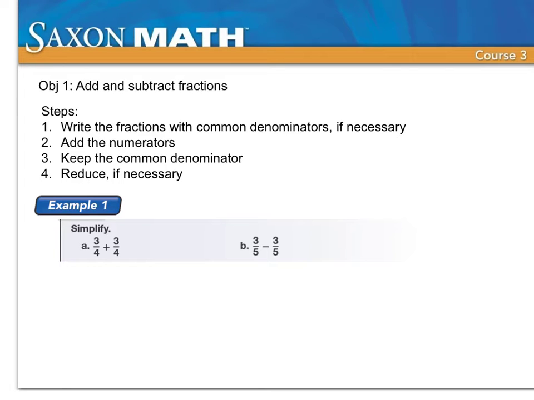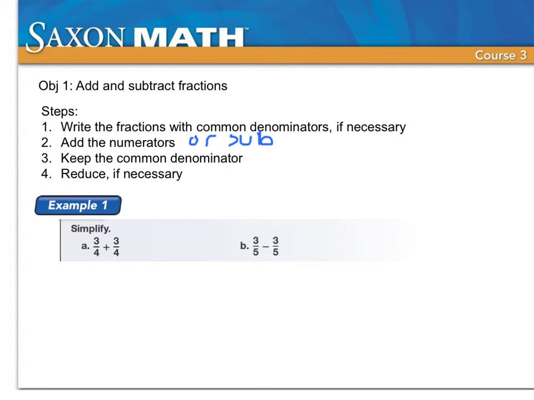Okay, and we got our objective up here, which is to add and subtract fractions. Our steps are right here. We need to first write the fractions with common denominators if necessary. That's something you guys should already know how to do. Step 2 is to add the numerators, or subtract, because if it's a subtraction problem, we're obviously going to subtract them. Step 3 is to keep the common denominator, and step 4 is to reduce if necessary.